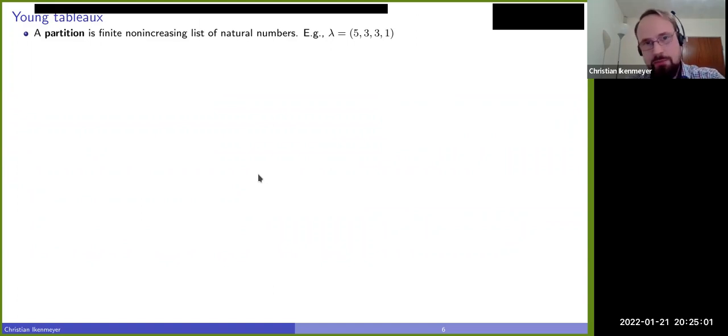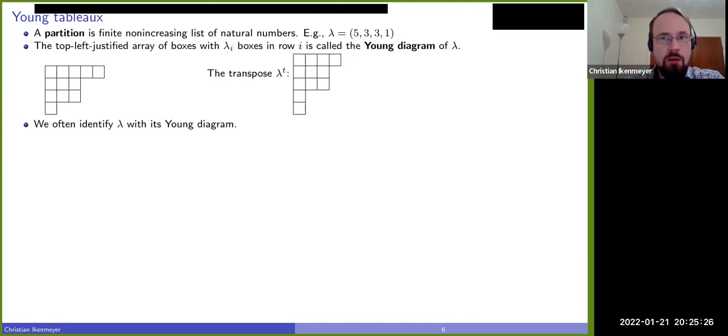So I have to talk a tiny bit about these tableaus as well. Okay, so a partition is, I guess the first talk was a while ago, so let me say these things again. A partition is a finite non-increasing list of natural numbers. For example, 5331 is a partition. For every partition you can associate its Young diagram. It's a top left justified array of boxes, and in the ith row you have lambda_i many boxes.